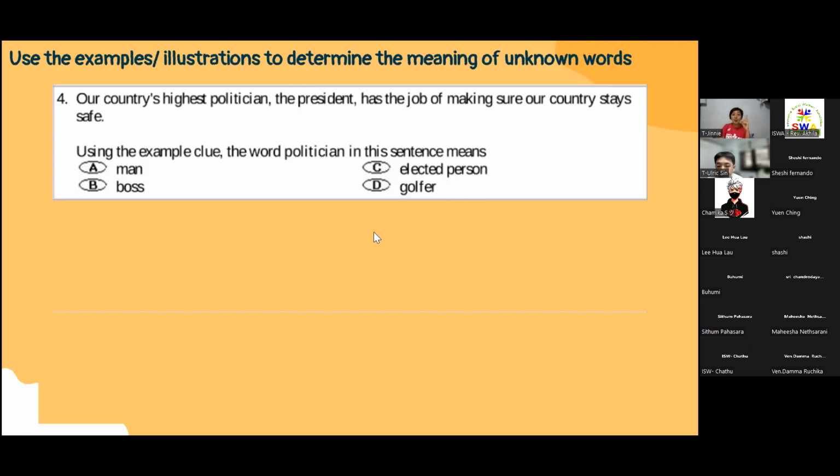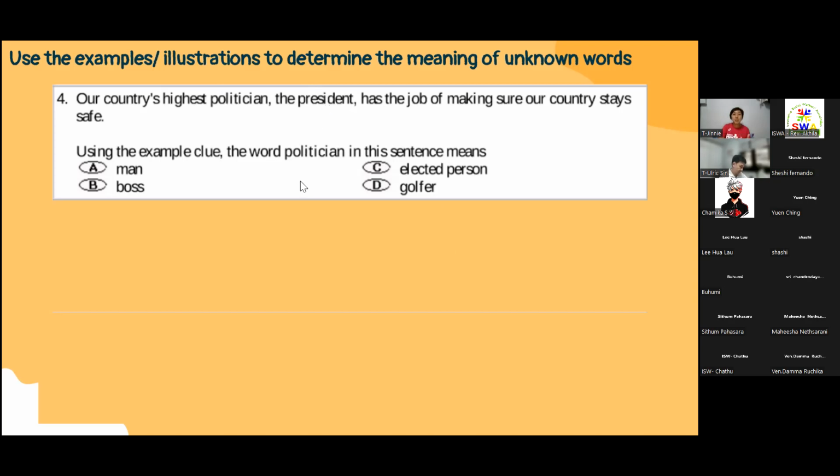Good try, because nobody tells me it's golfer. A golfer is a person who plays golf, so it's definitely out. As I see, elected person and boss, so it's a contest between the boss and the elected person. Why is the man out? It can actually be the man, but it's not as simple as that. So the closer guess would be a boss or elected person. President.